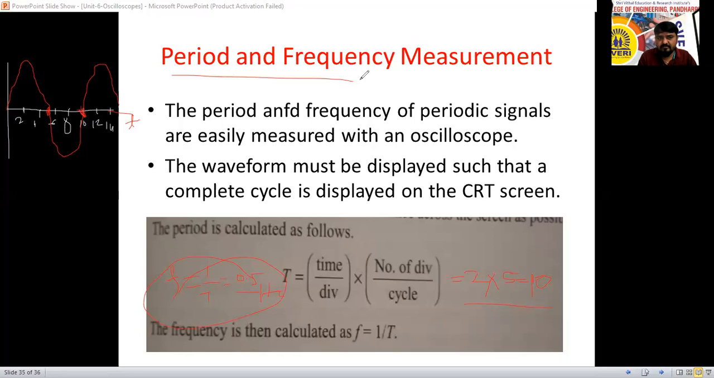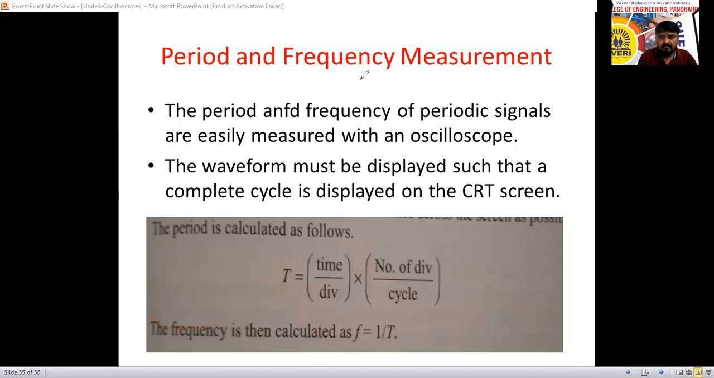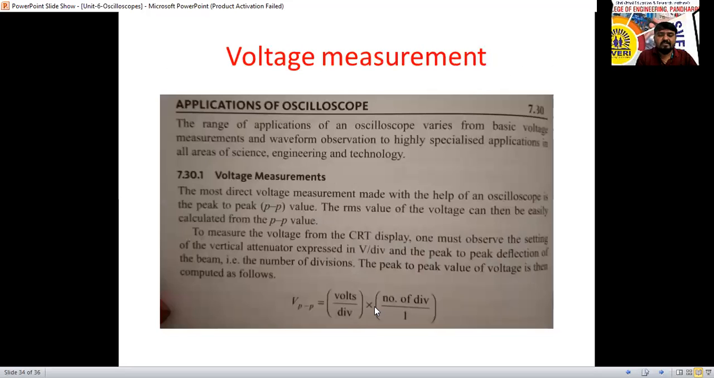Any doubts here? Simple, no? The concept is very simple. The voltage measurement we discussed, the same way we do the current measurement also. Current per division and the number of divisions, we multiply them. That is for the current measurement; time period and frequency measurement we have discussed.